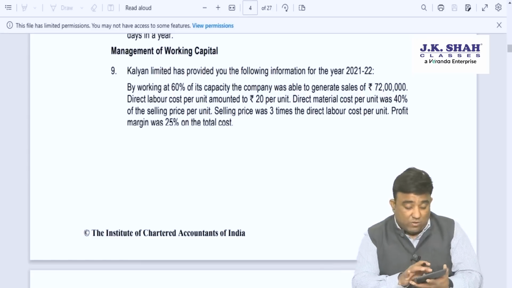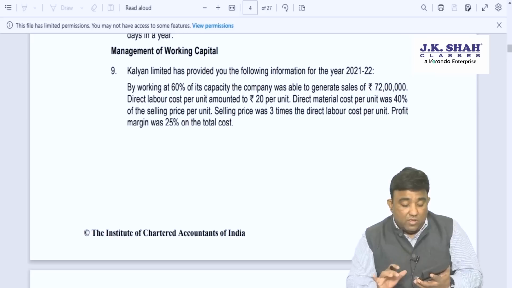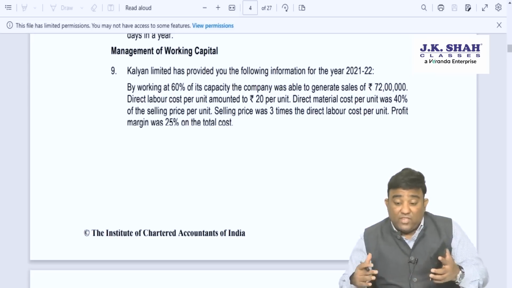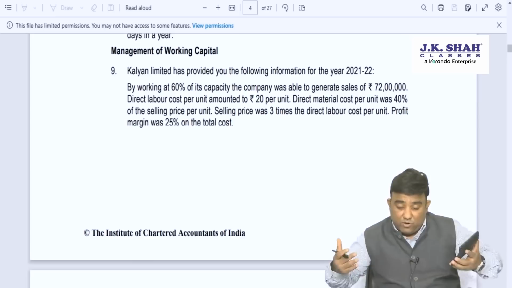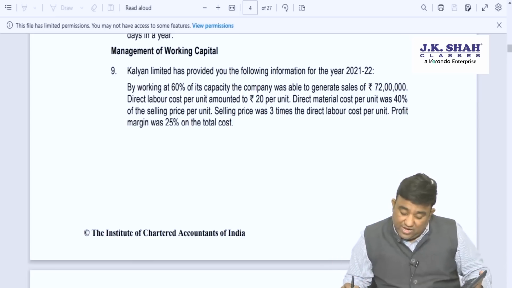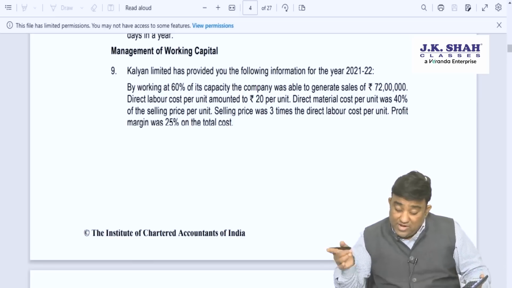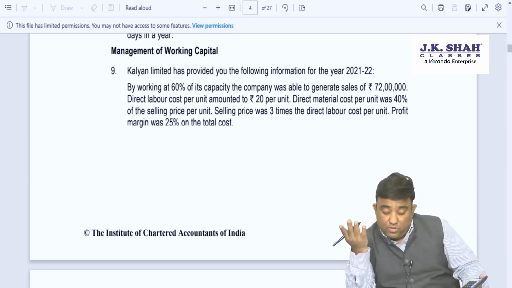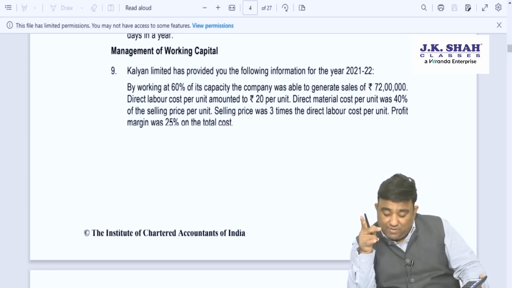So if I take a calculator for a moment, 72 lakh divided by 60%, my full capacity is going to be 1 crore 20 lakh. That is a full capacity provided I work on it. Next, direct labor cost is 20 per unit. Direct material cost is 40% of selling price. Now check out this. God knows what is selling price. And selling price, see the language, selling price is 3 times the direct labor cost.